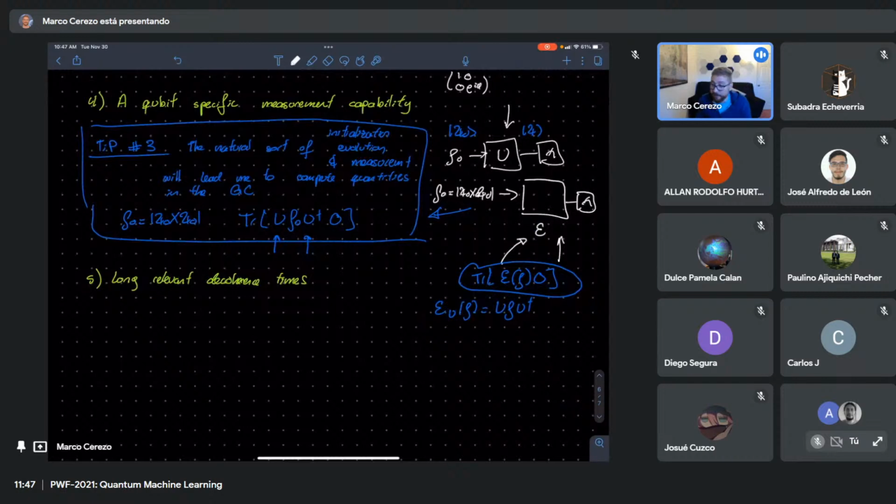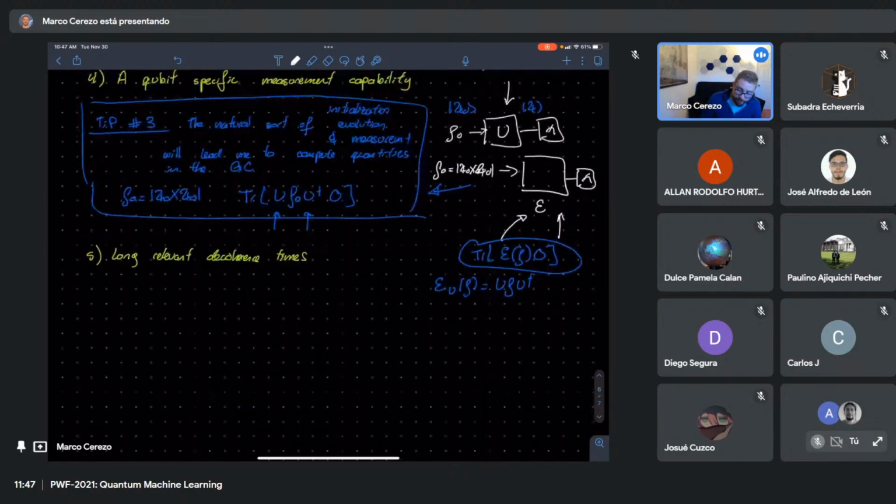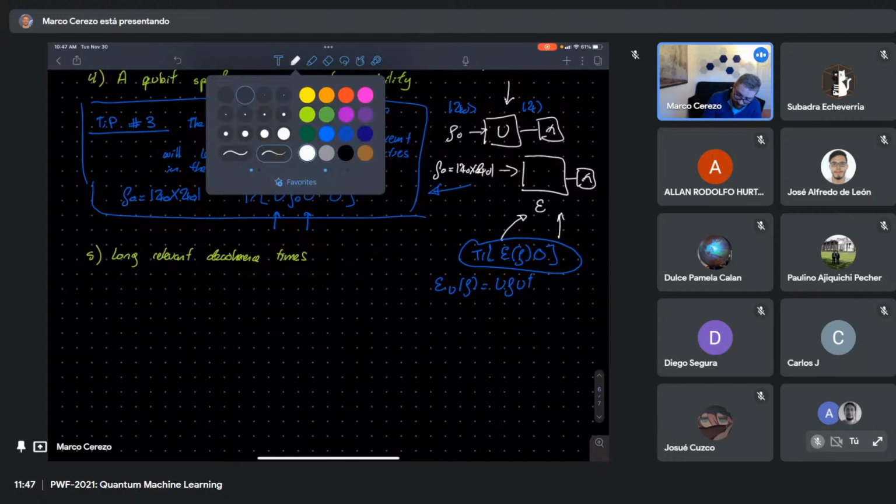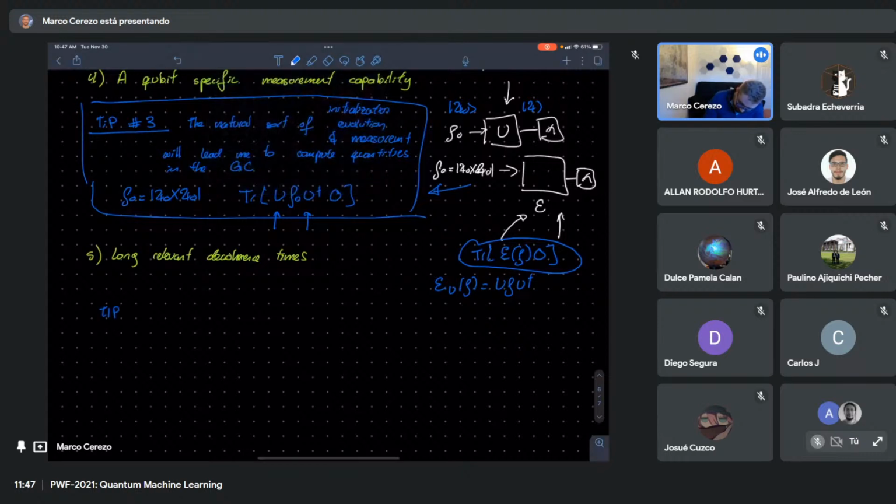One final comment on this: I'm just cheating a little bit. I'm saying that we're going to compute the expectation value of some Hermitian operator O. So what can that Hermitian operator O be? I'm going to add an addendum here, which is going to be tip number 3.1, about the operator that we're going to be measuring. We need to be able to efficiently compute its expectation value.